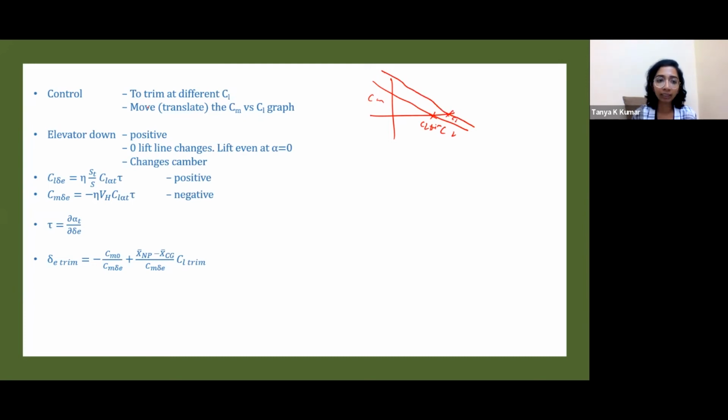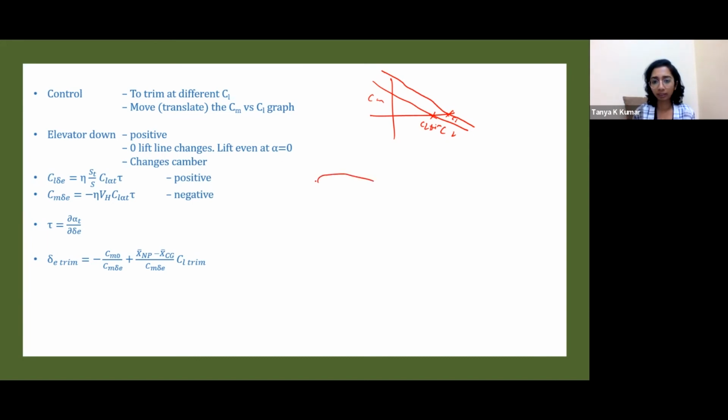So what does the elevator do? It effectively translates your Cm versus Cl graph. It does not change the slope. This was one question that was asked. It does not change the slope. That means it does not affect the static stability of the system. It only translates. So control surfaces have no effect on the static stability of the system. Okay. How does it do this?